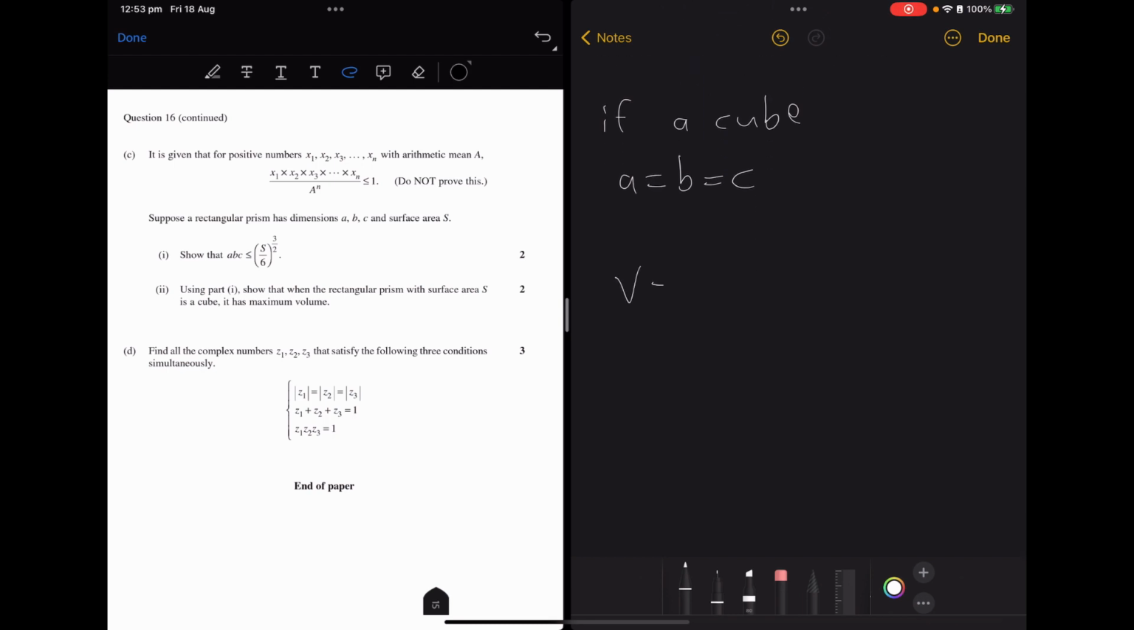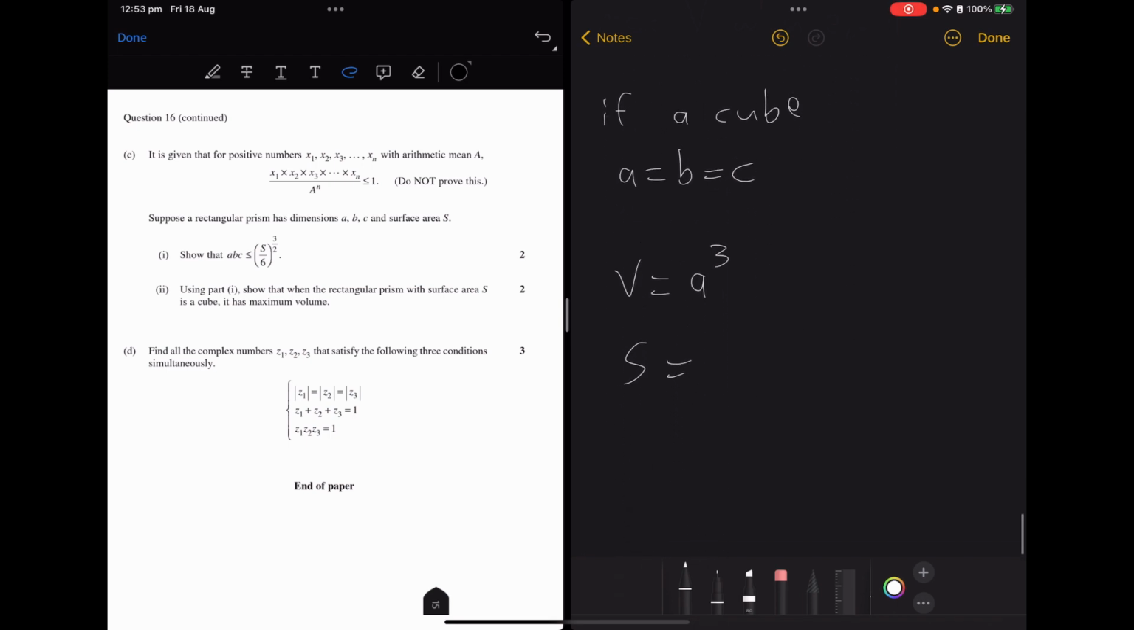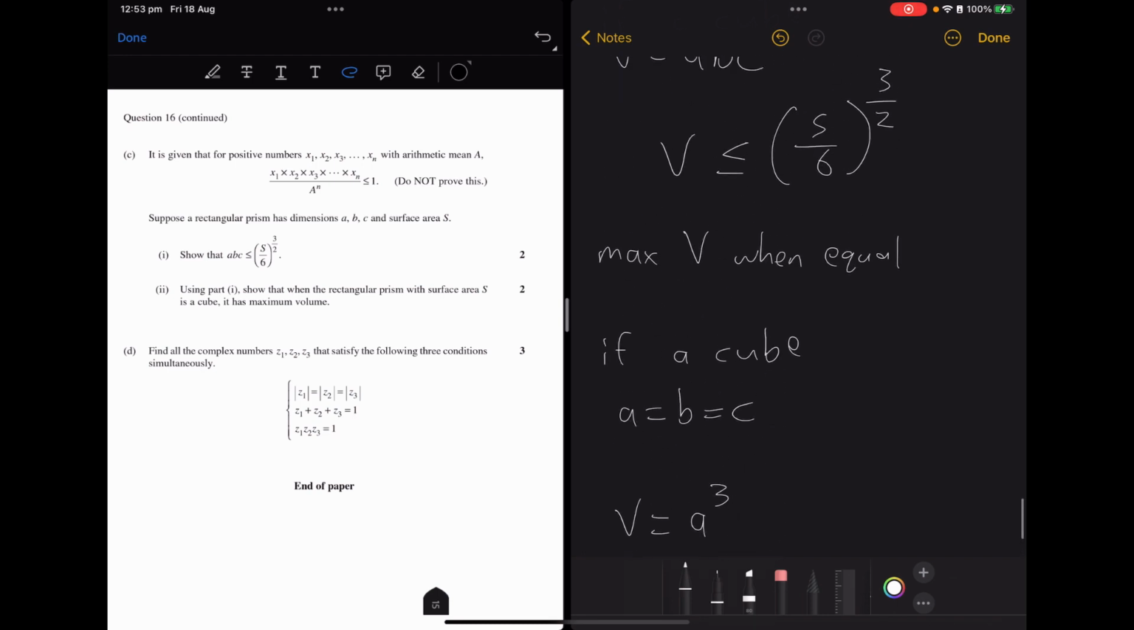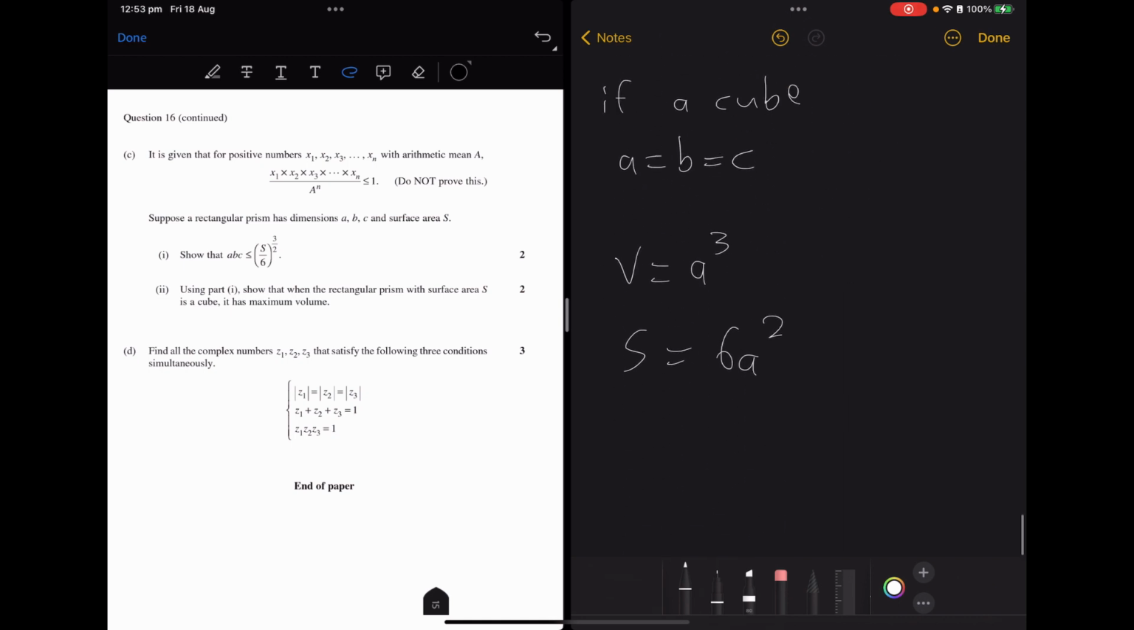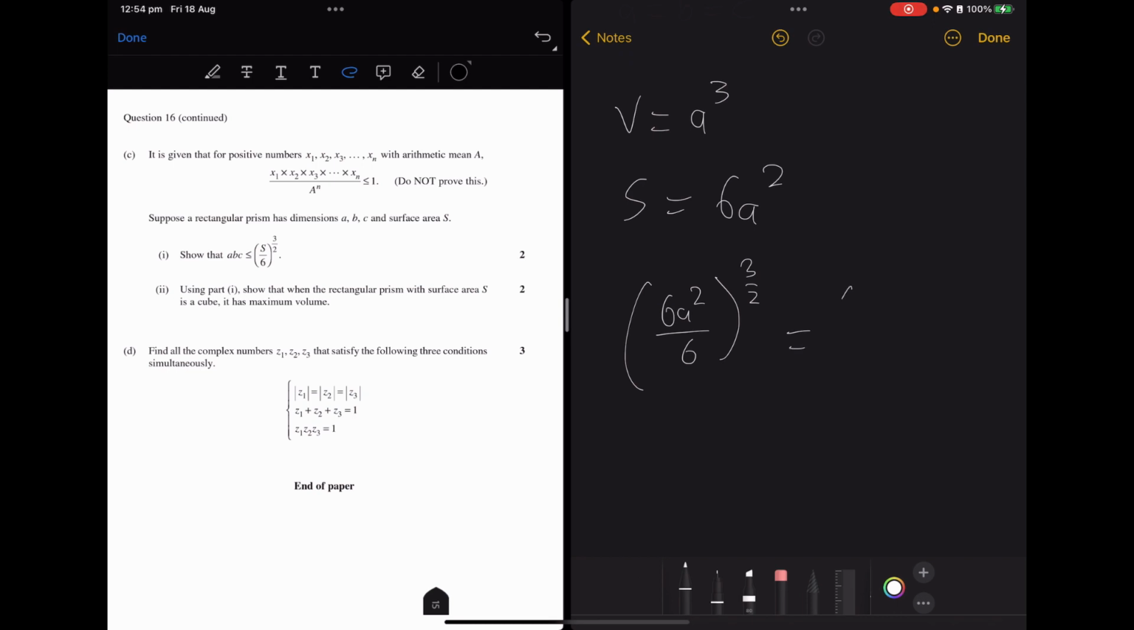So we'll let the volume just be equal to a times a times a, which is just a cubed. Surface area is a squared plus a squared plus a squared, times 2. So 2 times 3a squared is going to be 6a squared. So that's the surface area. And finally, let's have surface area over 6 to the power of 3 over 2. So 6a squared over 6, to the power of 3 over 2, is just equal to a squared to the power of 3 over 2, which is a cubed. It's volume.